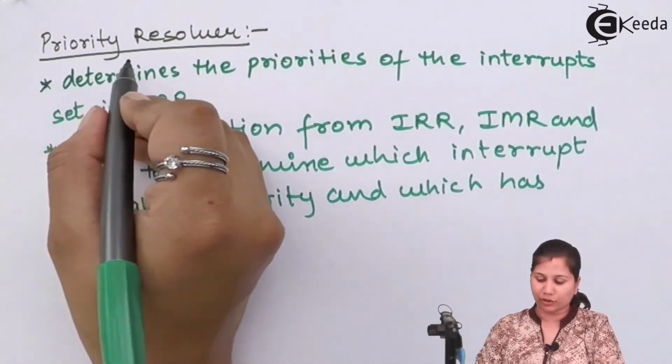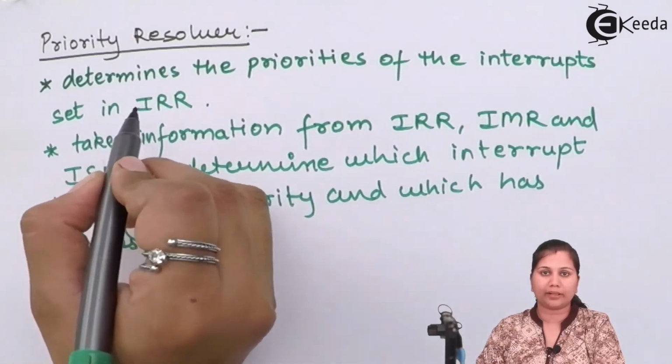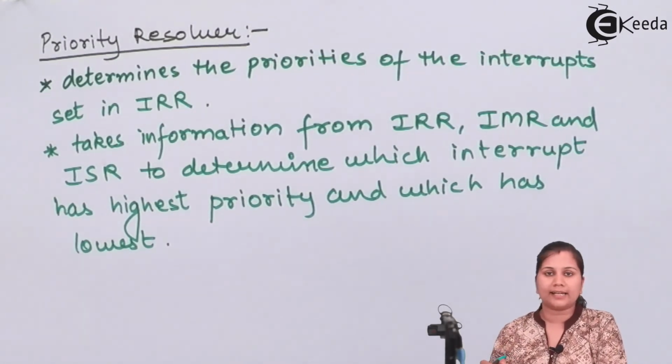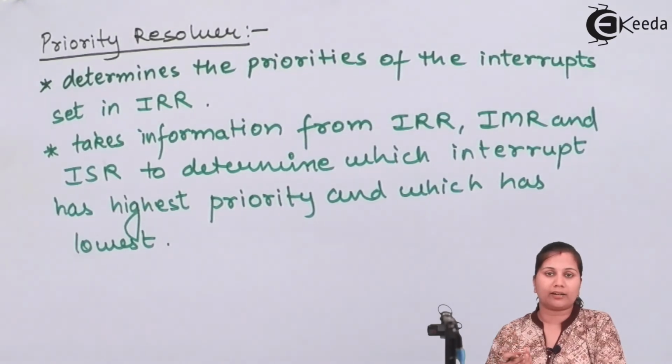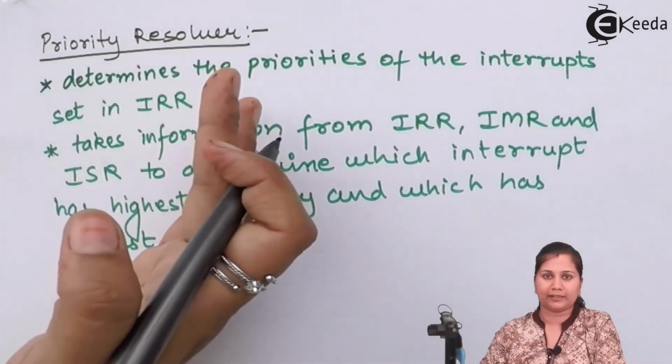So this priority resolver determines the priorities of the interrupts which are set in the interrupt request register. Suppose that three interrupts IR0, IR3 and IR6 are set in the interrupt request register. Among these three interrupts, which interrupt has the highest priority and which has the lowest priority will be decided by the priority resolver.